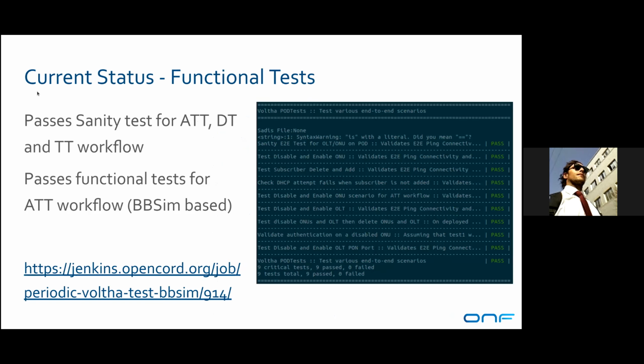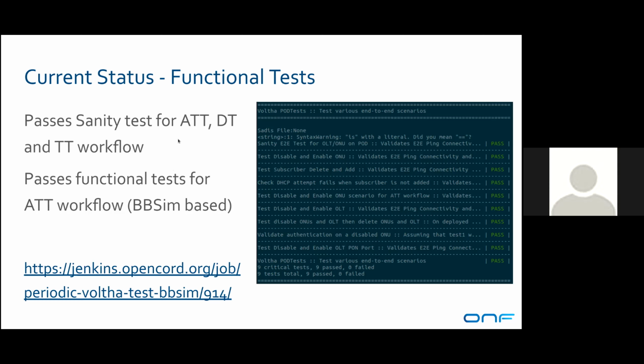Apart from the scale, we ran the functional tests on the application. We ran sanity on BBSIM. Sanity passes for the 3 workflows. Functional tests based on BBSIM have been run for the AT&T workflow, and all of them pass. So that's very good news. During this week, I'm going to run the same test suite on the Deutsche Telekom and Turk Telekom workflows.